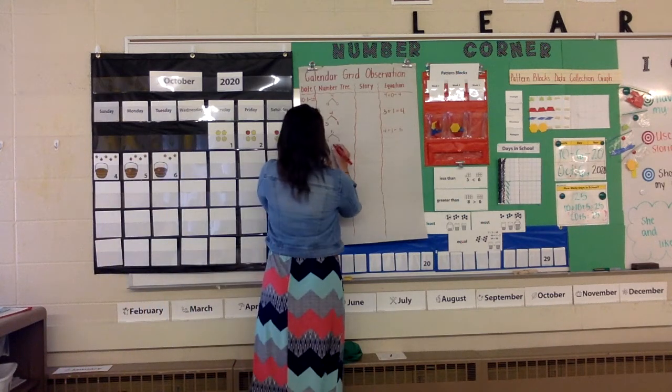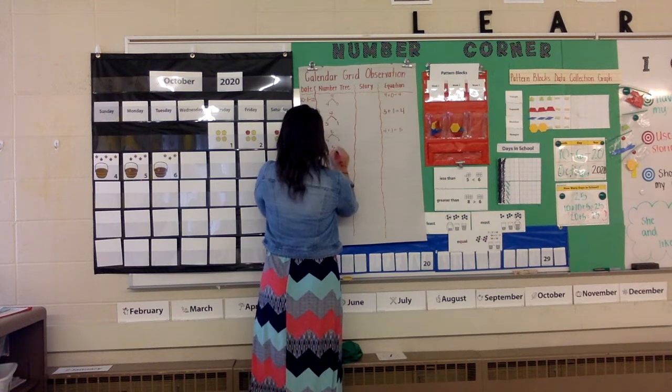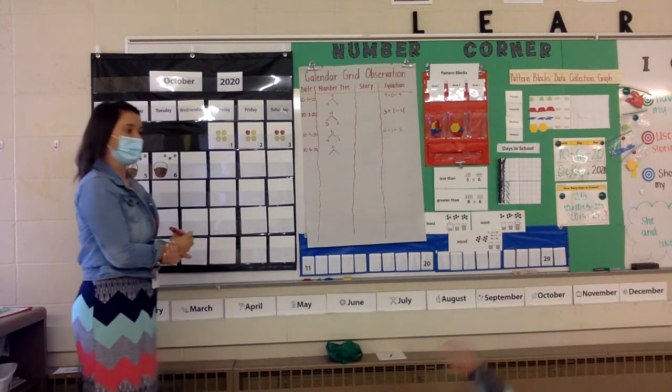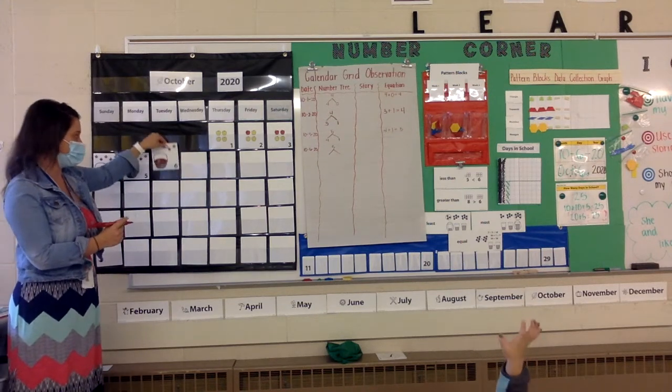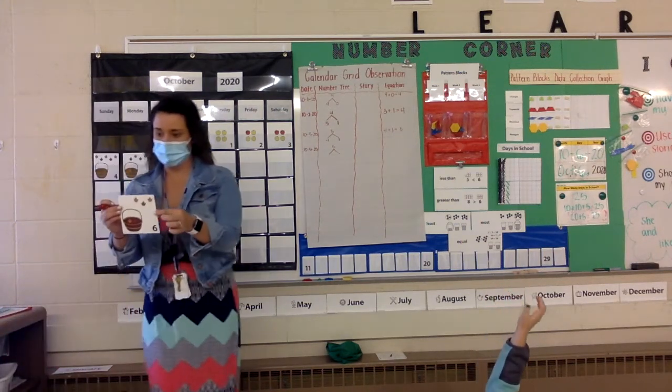5. 5. What is going to be my 2 partners? What are my 2 partners for the number 5 on my number tree? Look at the picture to help you. I'll show you up close. What are my 2 numbers?